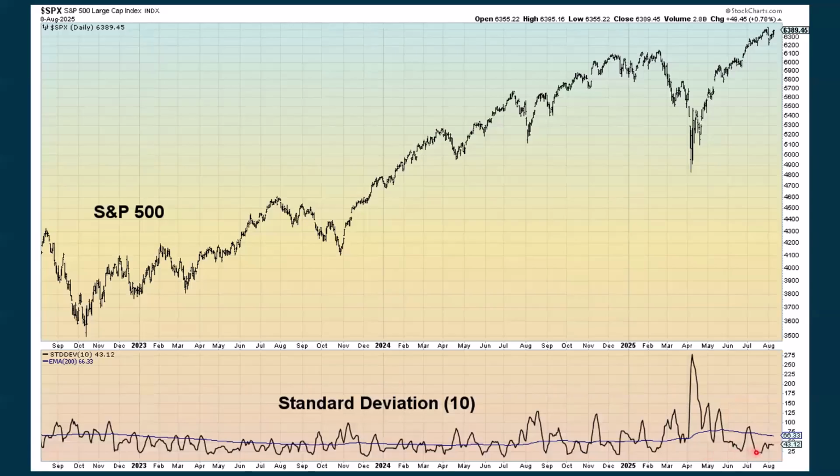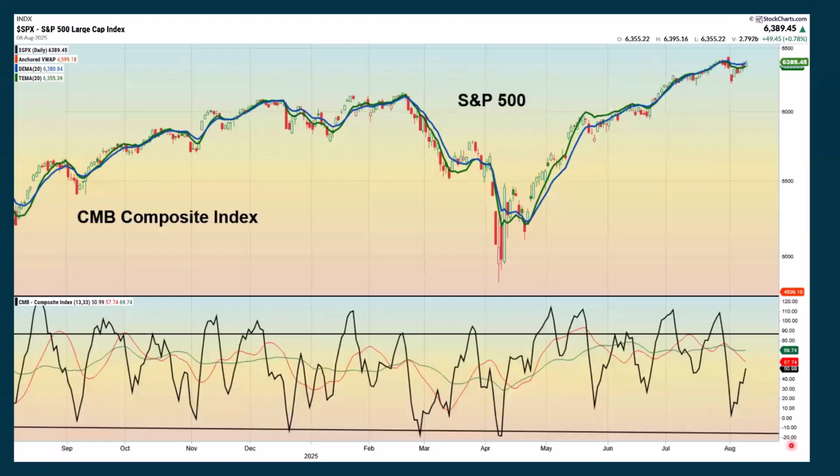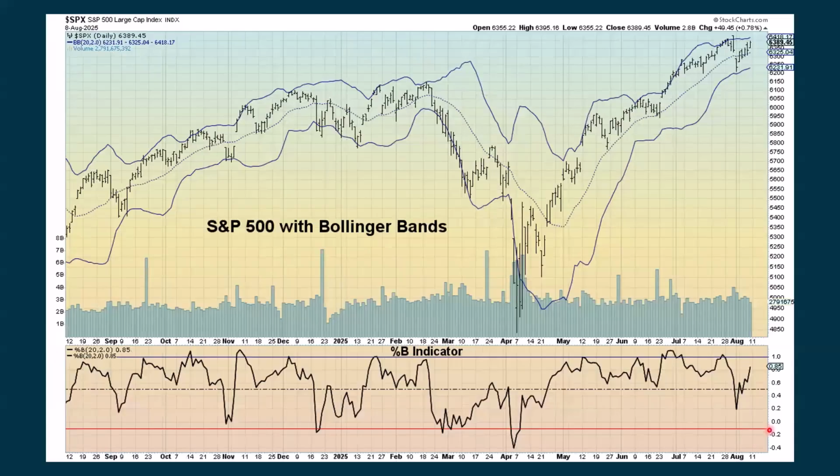Standard deviation, this is measuring the speed of how quickly prices are moving, either up or down. And we're still below the moving average. I only show this if we go above the moving average. And the CMB composite, which we were getting extreme positive here back in July, and then we really dropped down from that. We are improving, but I only show this chart if we go above the black line or below the bottom black line. The percent B indicator, this measures if we close outside of the upper or lower Bollinger Band. We're not there now. Now we are positive since we're above the midpoint and going up, but I only show this when it gives extreme readings.